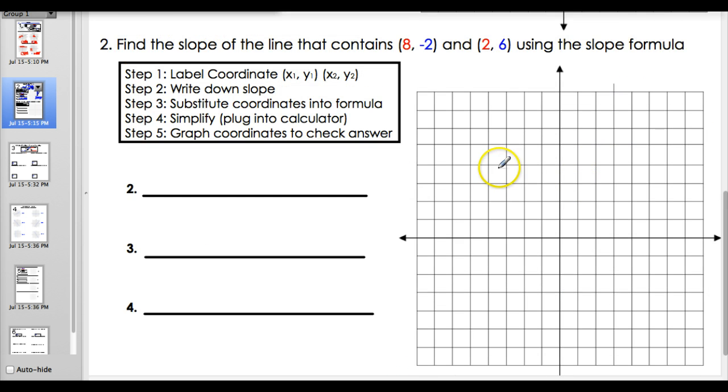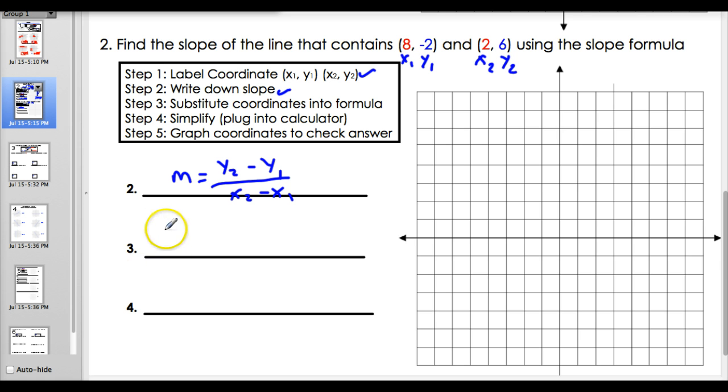Nice. Second one. First thing we're going to do, we're going to find the slope of the line that contains (8, -2) and (2, 6). So the first thing we do is label our points. This is x1, and that's our y1, our first x and our first y, and this is x2 and y2. Second step, write down the slope formula. I know it says slope, it should say slope formula. So it's m equals y2 minus y1 over x2 minus x1.